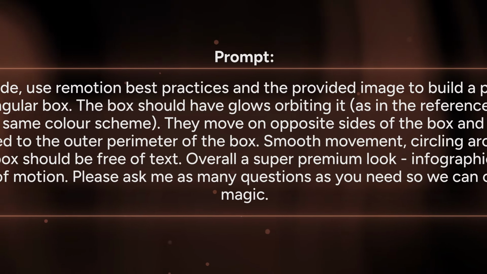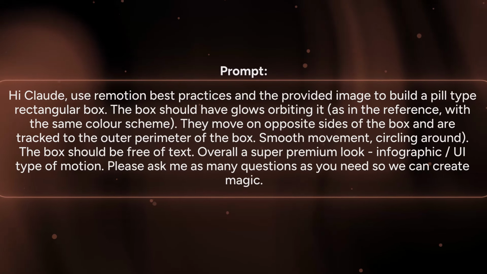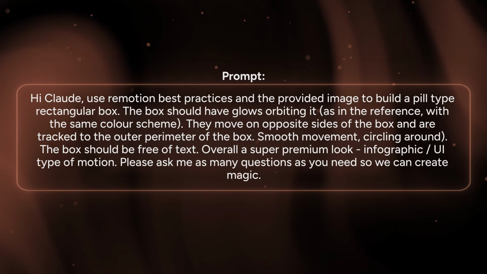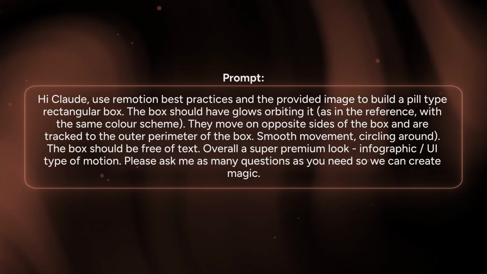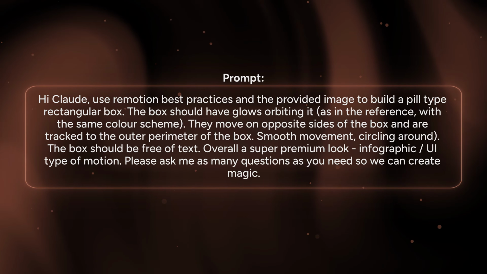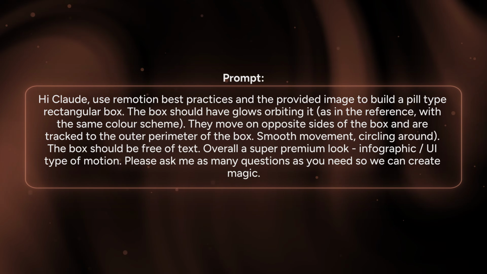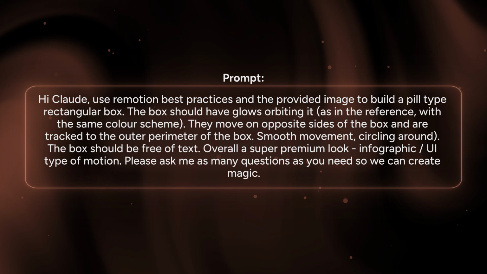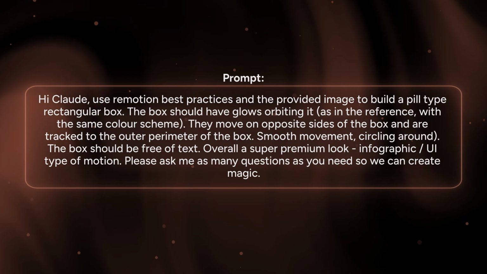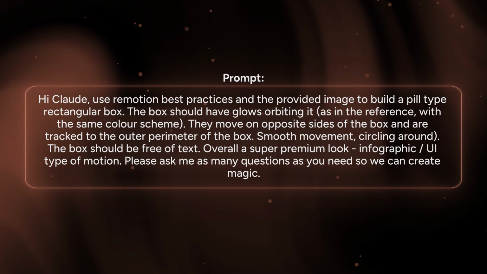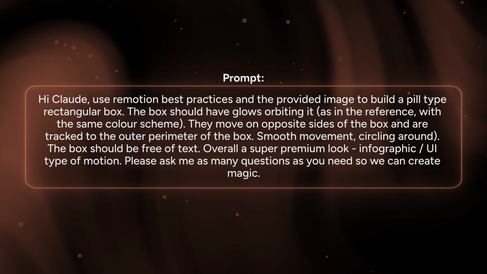I'm going to take that reference and paste it directly into my prompt bar. And let's go ahead and paste our prompt. What I say here is use Remotion best practices in the provided image to build a pill type rectangular box. It should have glows orbiting it. They move on the opposite sides of the box and are tracked to the outer perimeter of the box. Smooth movement circling around. And once again, you'll see at the end, I say, please ask me as many questions as you need so we can create magic.